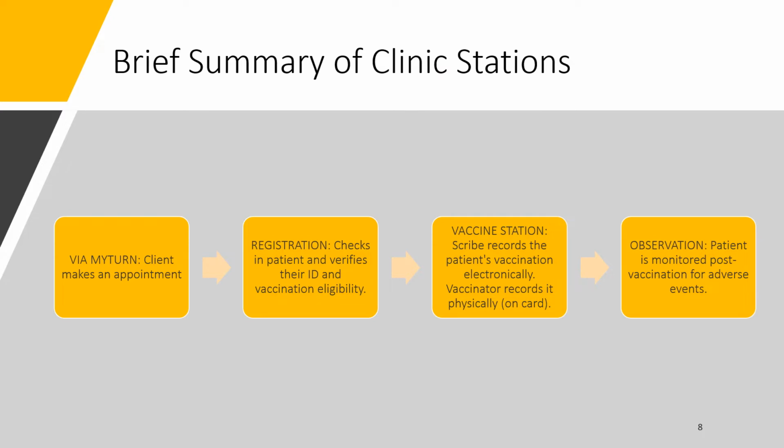This is a brief summary of clinic stations. First, the patient makes an appointment online at myturn.com. When they arrive at our clinic, they are checked in at the registration table. Then, registration sends the patient to the vaccination station. At the vaccine table, the scribe documents the vaccine on My Turn, while the vaccinator documents it on their vaccine card. Lastly, the patient is sent to observation for monitoring.